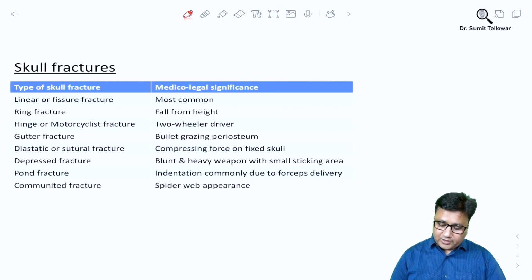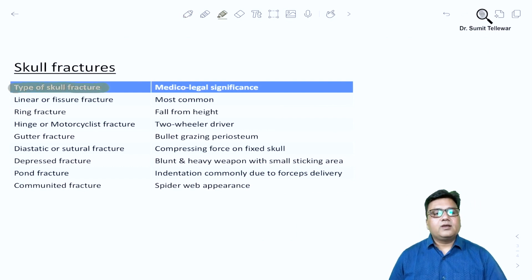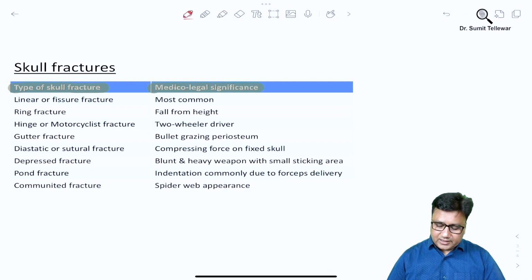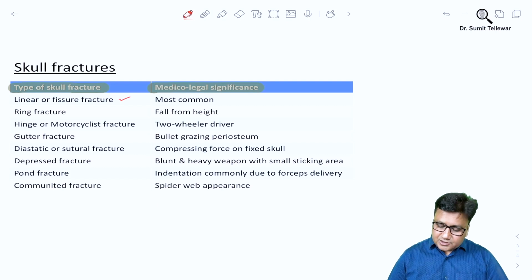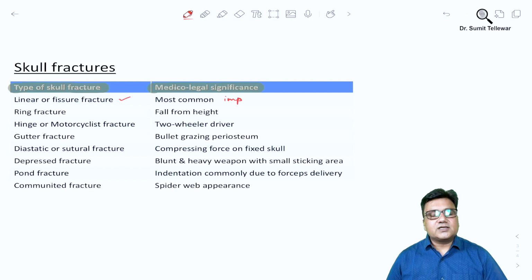Right, so what are the different kinds and types of skull fracture versus what is the medico-legal significance of that fracture if it is seen during autopsy. The first is called the linear fracture, also known as the fissure fracture. Right, now the medico-legal significance of this fracture is that it is the most common kind of skull fracture seen.